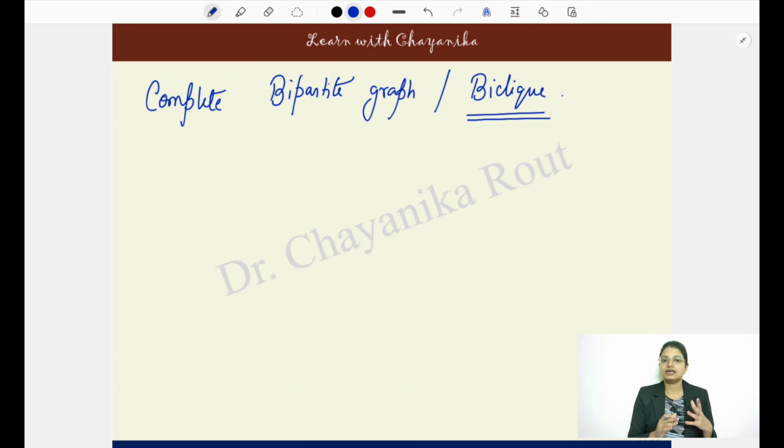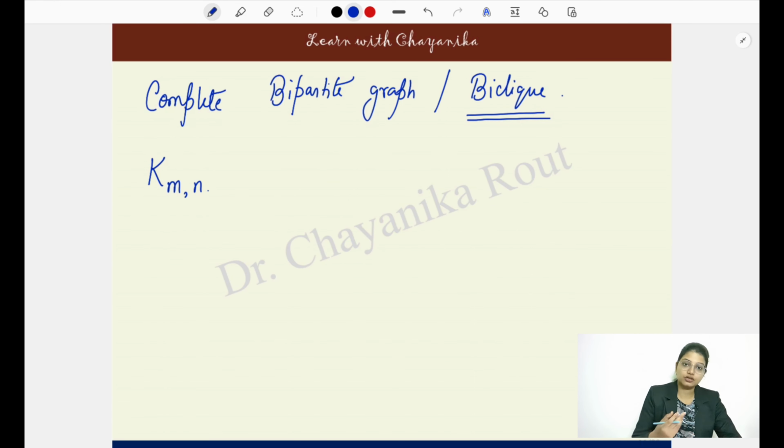Just like a complete graph has the notation Kn, where n denotes the order of the graph, the complete bipartite graph also uses the same letter K, and in the subscript it has two elements, M, N, where M and N denote the orders of the two partite sets, because in a bipartite graph we have two partite sets. In each partite set we have some number of vertices. That order, the cardinality of the partite sets, is denoted by M and N. So we write that in the subscript.